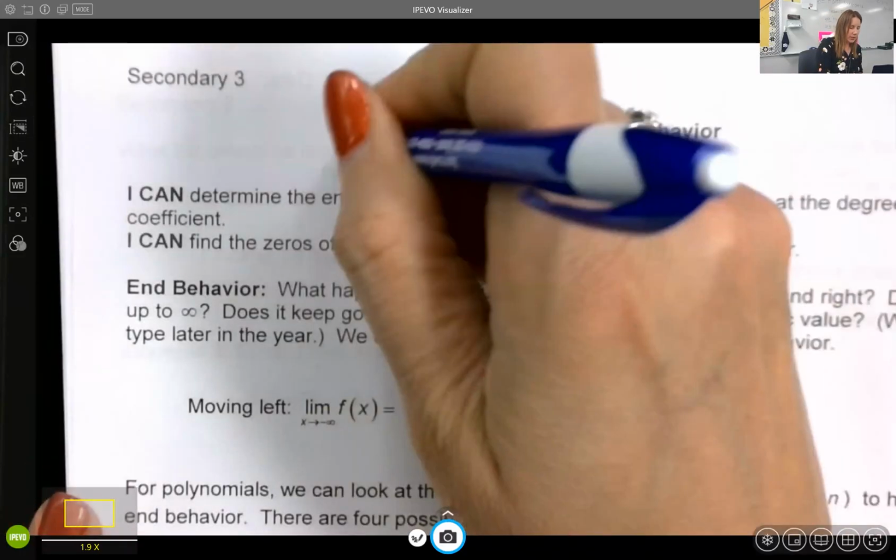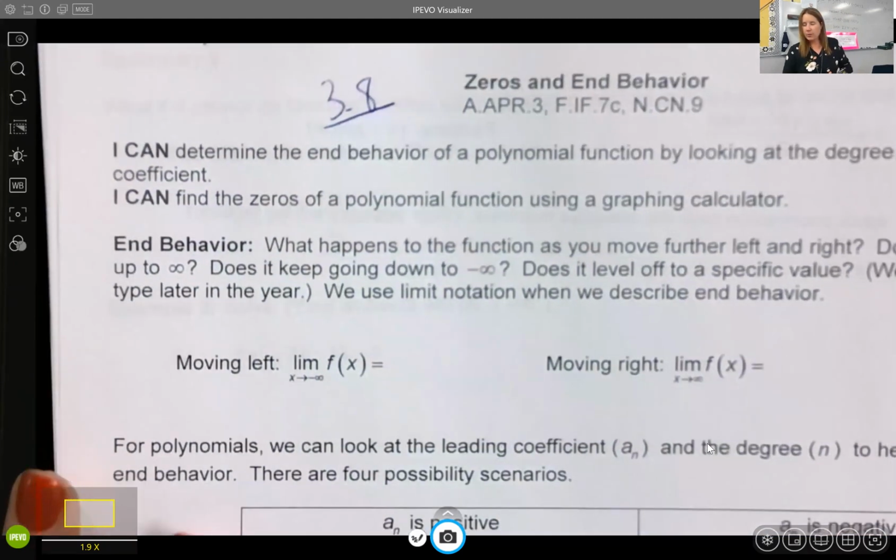Hey, you guys, we're going to do the last section in our Unit 3 work. This is going to be section 3.8. Okay, so we're going to be talking about zeros and end behavior.